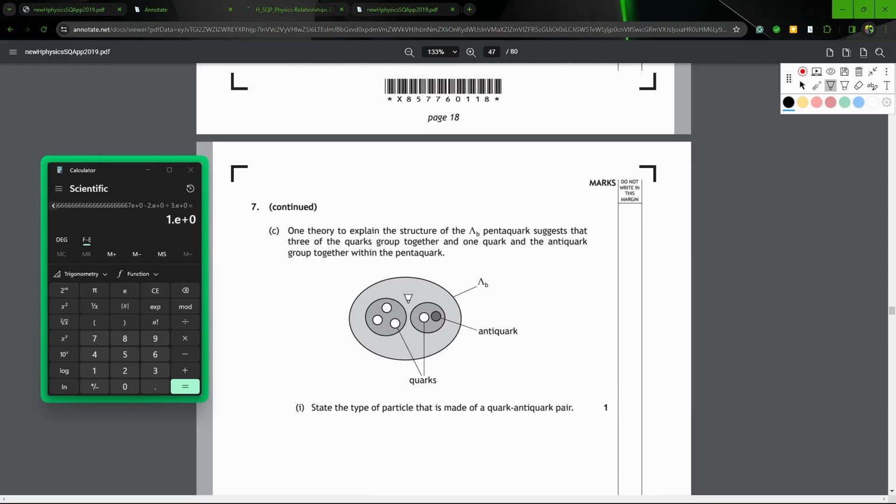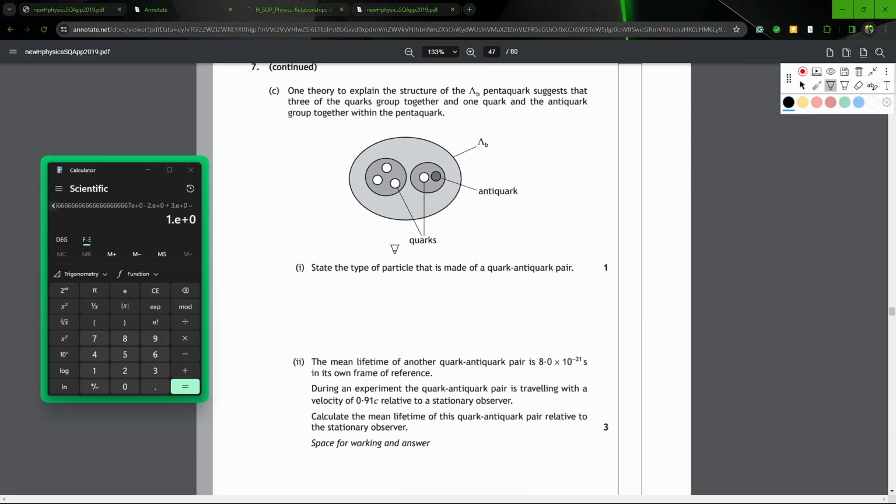Anyway, moving on. One theory to explain the structure of the lambda B pentaquark suggests 3 of the quarks grouped together and 1 quark and the antiquark grouped together within the pentaquark. State the type of particle that is made of a quark-antiquark pair. And again, a lot of this particle physics stuff, you just have to remember it. A quark-antiquark pair is called a meson.